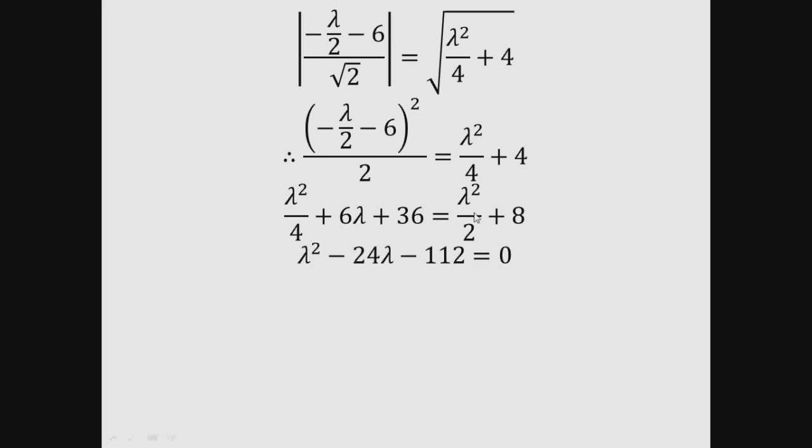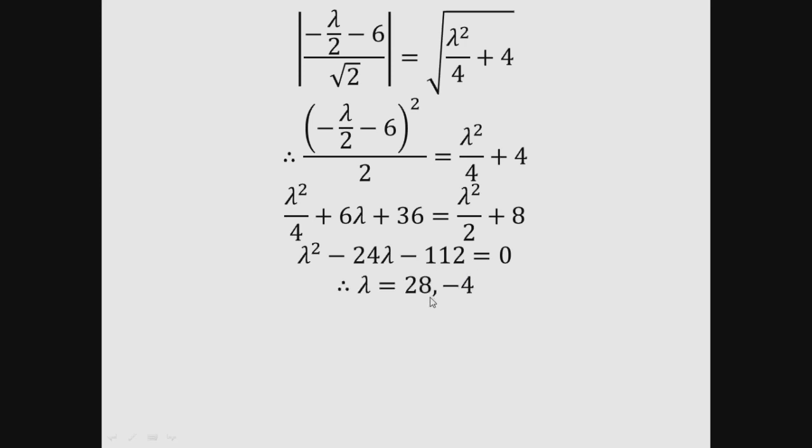And after simplifying it, we get a quadratic equation: lambda square minus 24 lambda minus 112 equal to 0. Now find the values of lambda such that their summation is minus 24 and multiplication is minus 112. And the factors are minus 28 and plus 4. Their addition is minus 24 and multiplication is minus 112. Therefore, roots are 28 and minus 4.